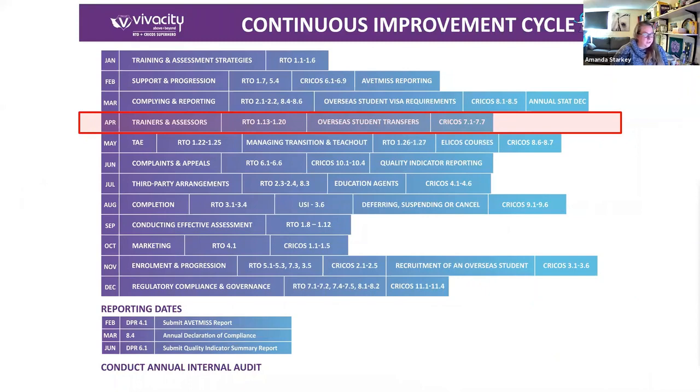I'll be kicking off and Angela will be joining us a bit later and I'll be handing over to her when she gets here. So in your continuous improvement cycle, as I'm sure you're aware, we're in April. So the clauses that I just mentioned are what we're covering.